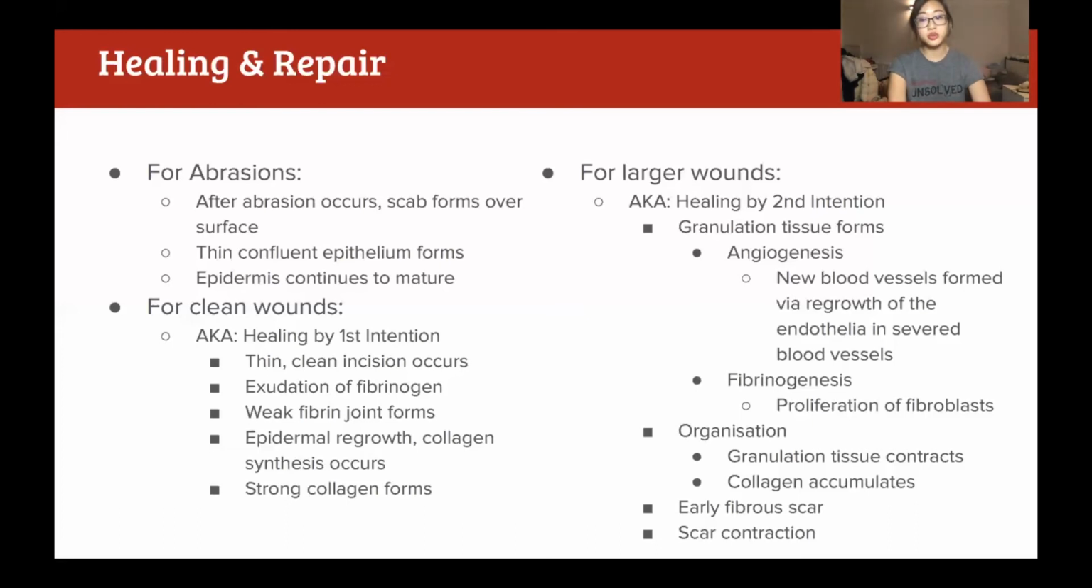But for larger wounds, let's say somebody hacks you with a machete, or you get shot or something like that, that is normally healing by second intention. So by second intention, we mean that the wound edges don't approximate. So the wound edges won't close together like that.